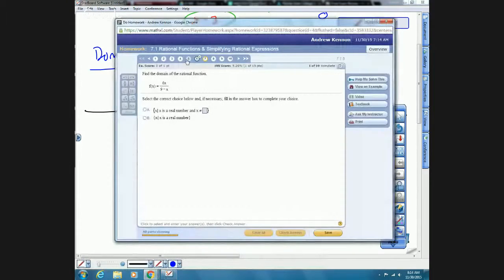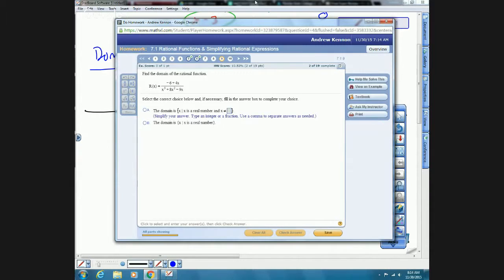What about this one? Is there any number x cannot be? There's not an x on the bottom, so it doesn't matter what I plug into the top because that'll never mess it up. If I get 0 on the bottom, that's what messes it up. So this could be any real number, because there's not an x on the bottom.